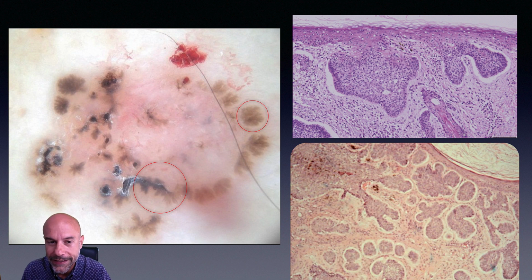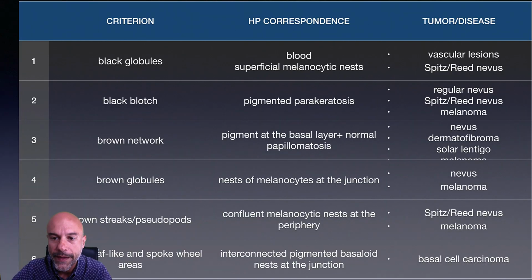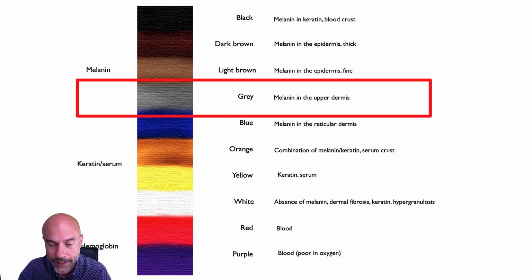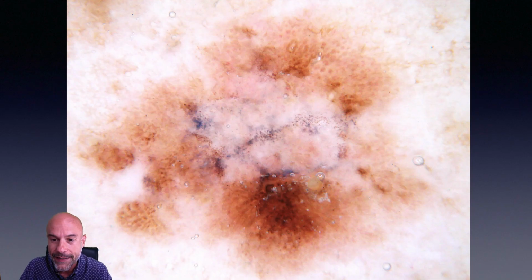Look at the interconnected basaloid nests. So leaf-like areas and spoke wheel areas correspond to interconnected pigmented basaloid nests at the junction, again, diagnostic significance, basal cell carcinoma. Let's move then to gray. Gray is another very important color. Again, we will see first some cases and then go to the explanation.